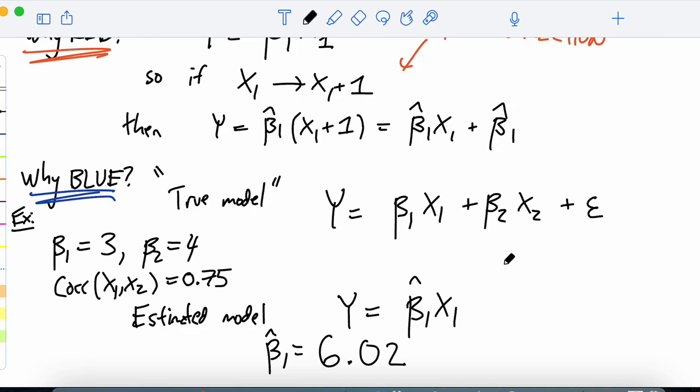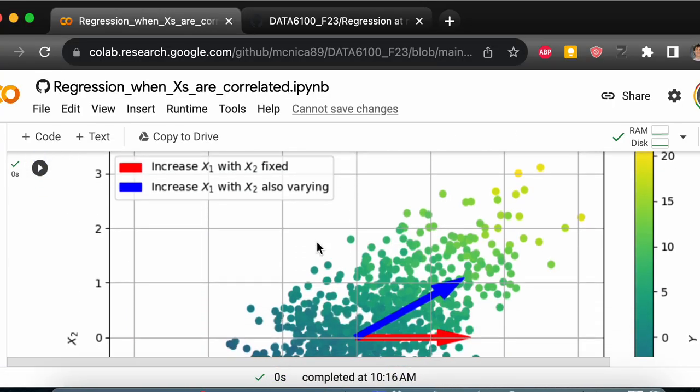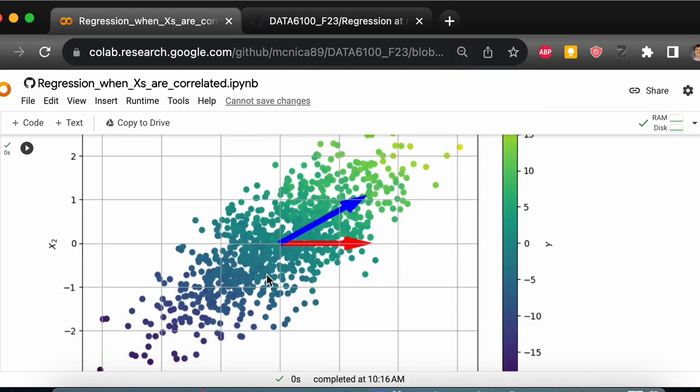And so what is happening when you do this regression is that you're going in the direction of the blue arrow, just like I claimed. And when you go in the blue arrow, two things happen. When you increase by 1 in the x1 direction, the y's go up by 3, the true beta 1. And you've also gone up a little bit, by 3/4 of a unit in the x2 direction. And when you go up 3/4 of a unit in x2, the y's go up by 3/4 times 4, that's another 3. So we can show that mathematically.